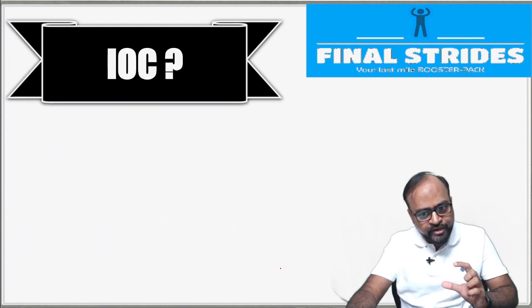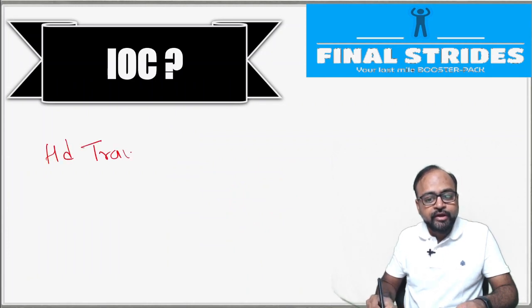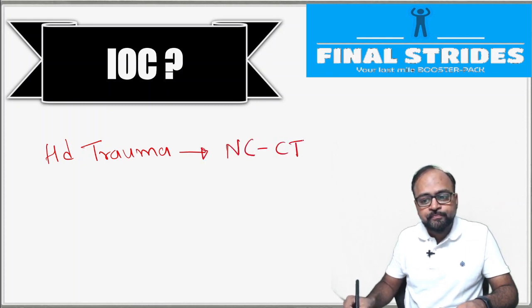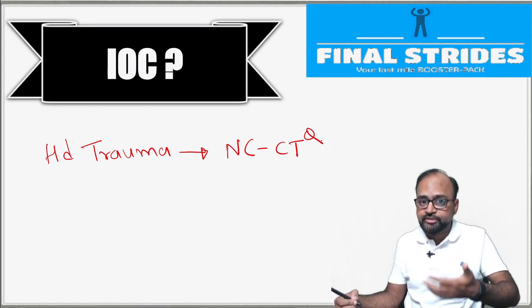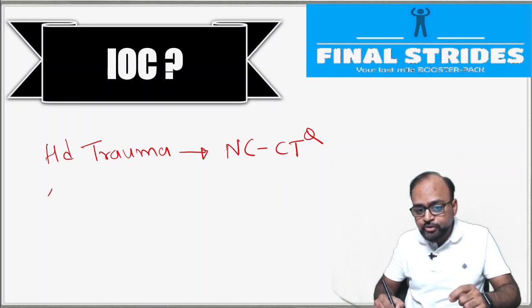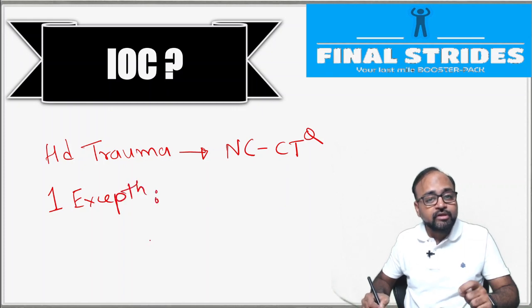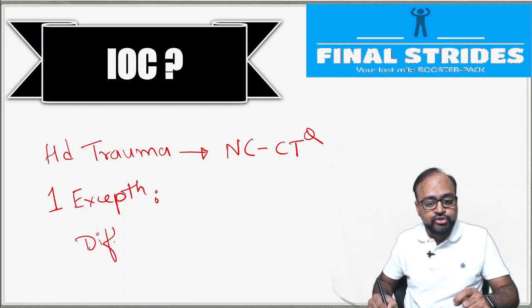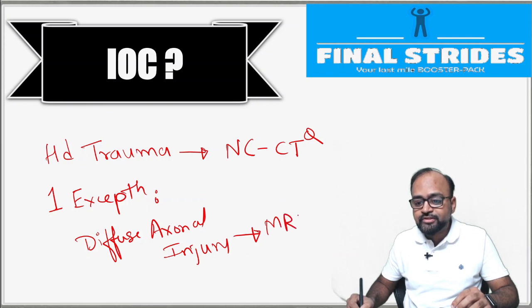Now remember, for all conditions related to head trauma, usually the investigation of choice is going to be a non-contrast CT, because CT can be very quickly done. It is able to detect almost all types of bleeds and intracranial injury patterns, but there is one exception to this particular rule. And what is that exception? This exception is diffuse axonal injury. For diffuse axonal injury, the investigation of choice is not CT, it is MRI.